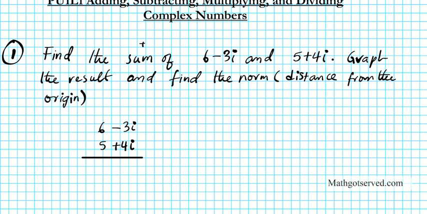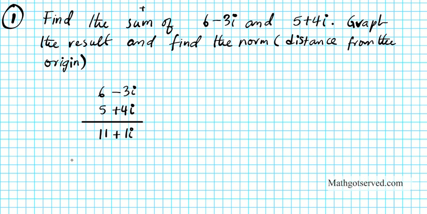All right, so let's go ahead and add it. If I add the real part, I'm going to have 11, and then the imaginary part, minus 3 plus 4, is going to be positive 1i. So our sum, let's just call it z. z equals 11 plus i. You don't need to put 1 there because 1 is the multiplicative identity.